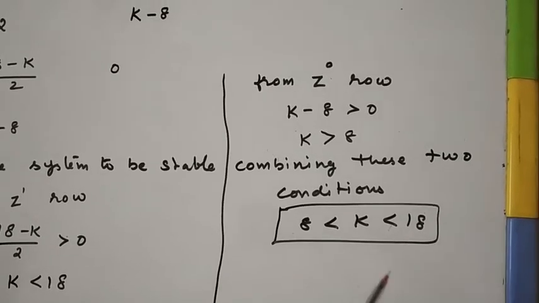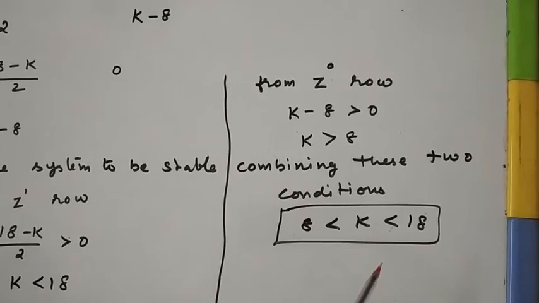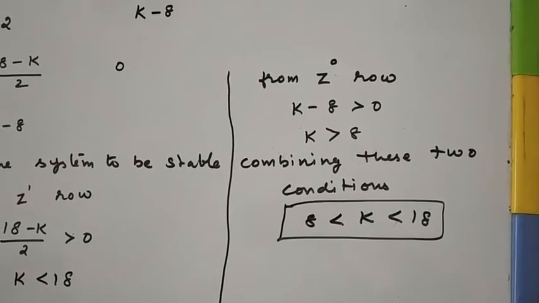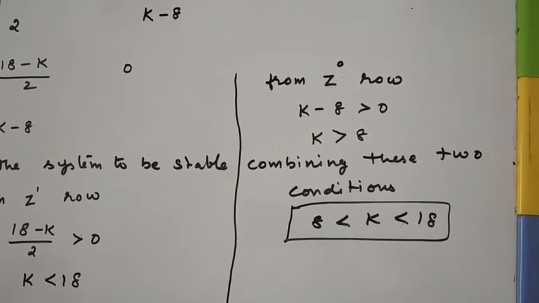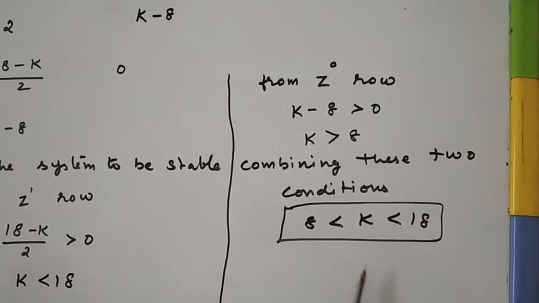Now, from this how can we conclude? Hence, for all the roots of the given characteristic equation to lie to the left of S is minus 1, the condition is that k lies between 8 and 18.